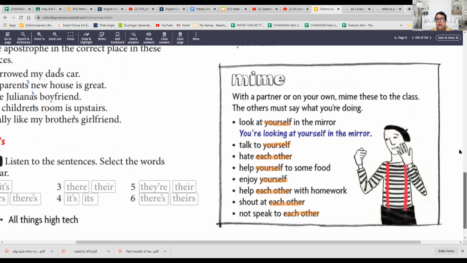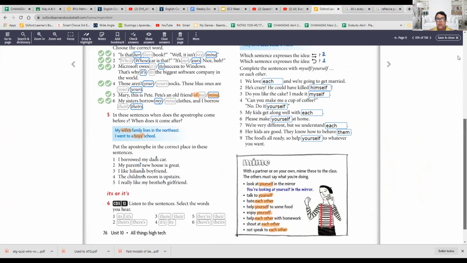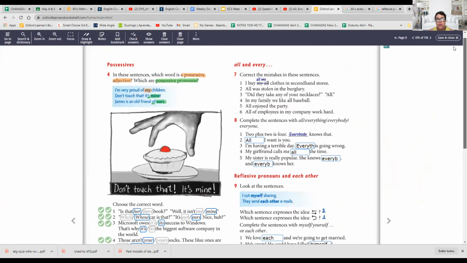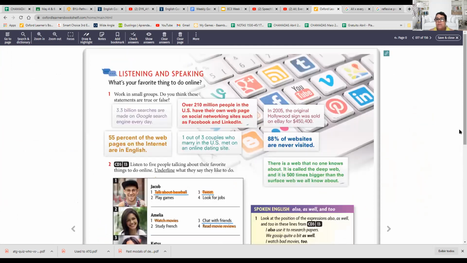Okay, Larissa? So let's minimize here. This is the final part of the topic on reflexive pronouns and also all and every, okay? Let's move on to the next page because this is really, really interesting. It's all about the internet and it's something that is so present in our lives every day, right? We are using the internet now.